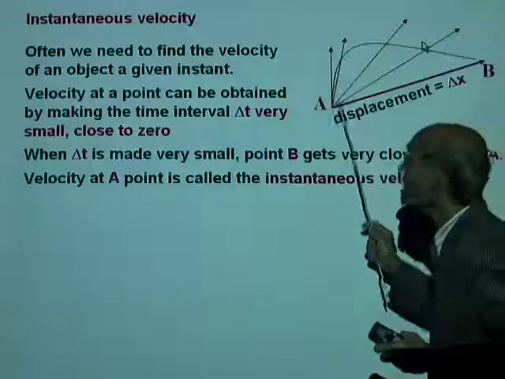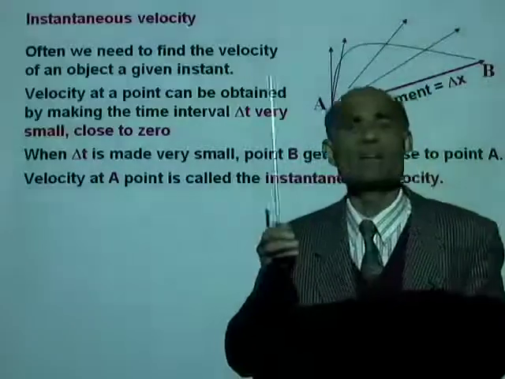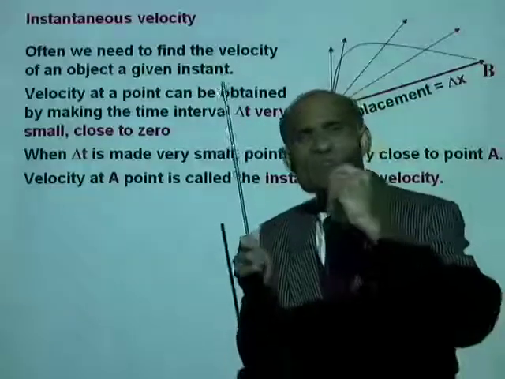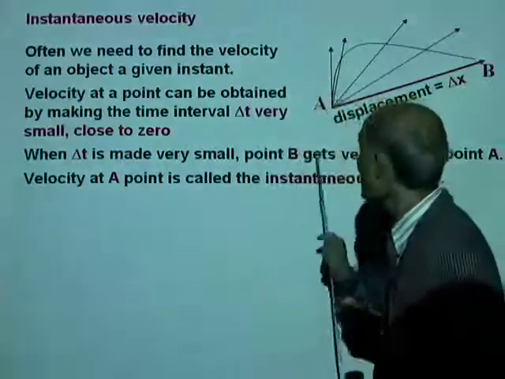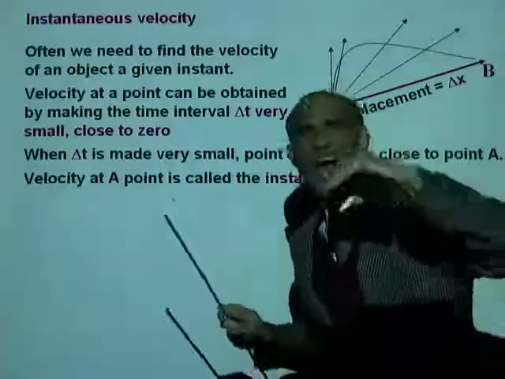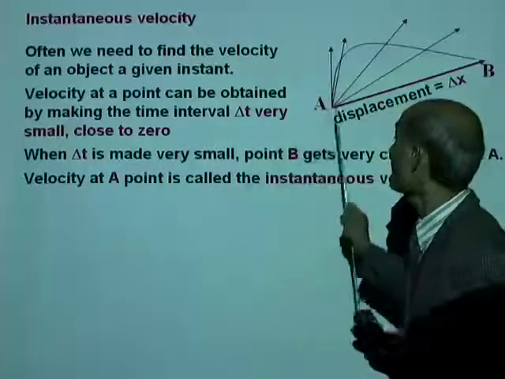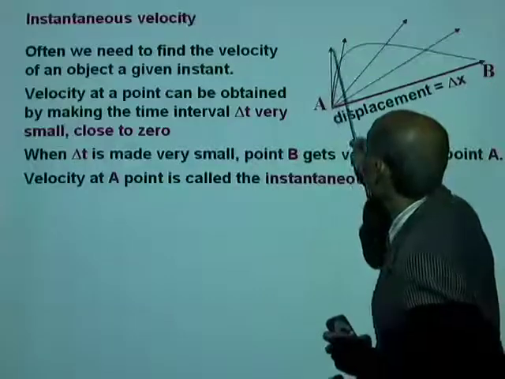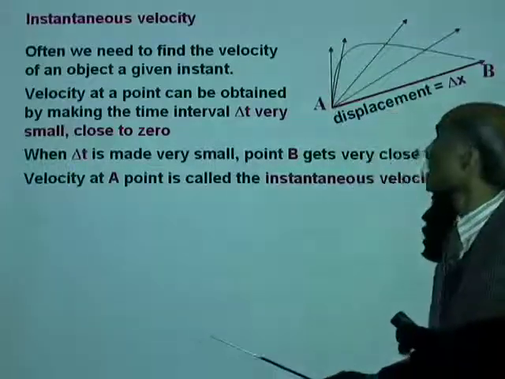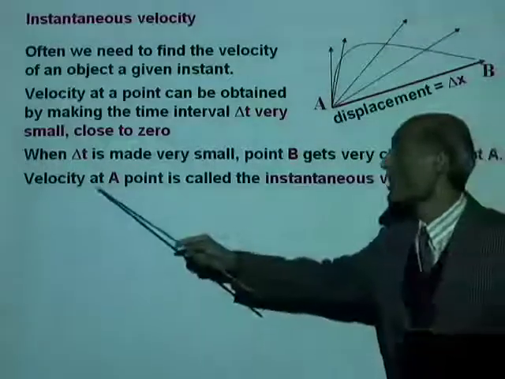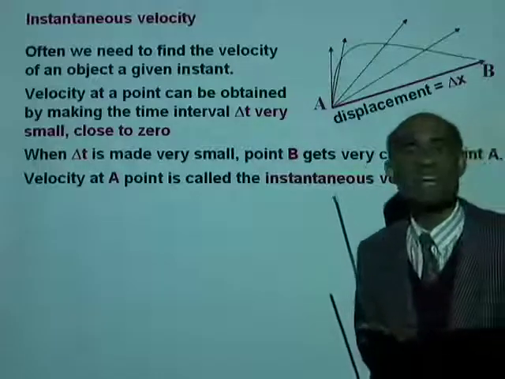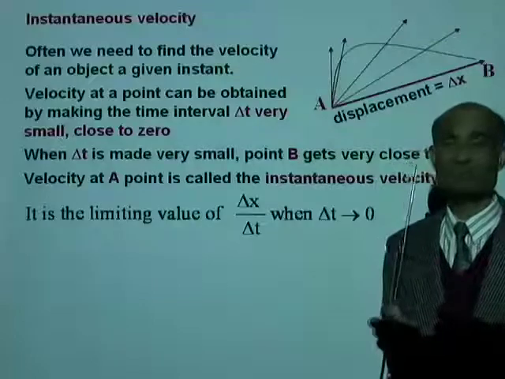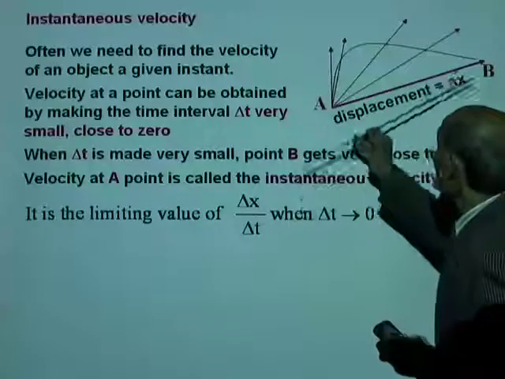When B is very close to A, we can then say the velocity during that very small interval can be called the velocity at A, and that will be defined by the tangent drawn at that point. So velocity at the point A is called the instantaneous velocity. So let me come again here.